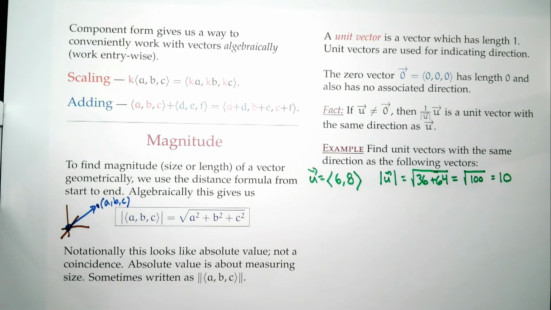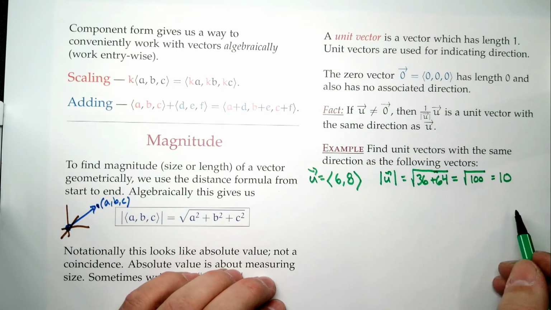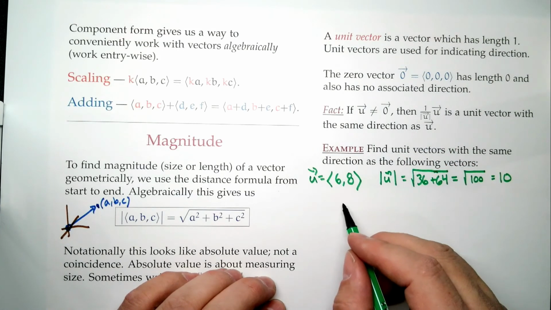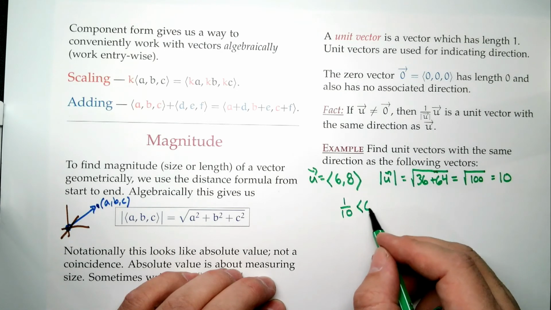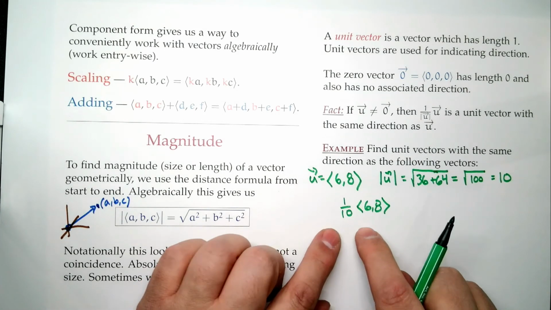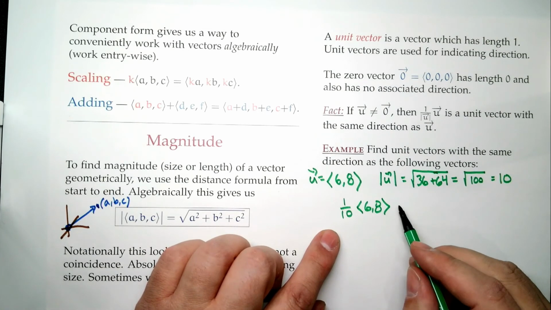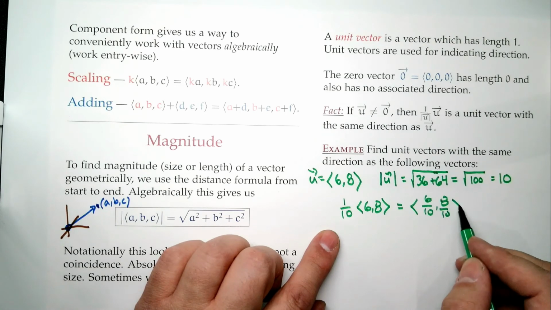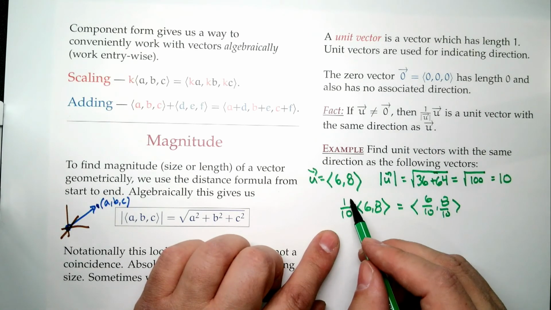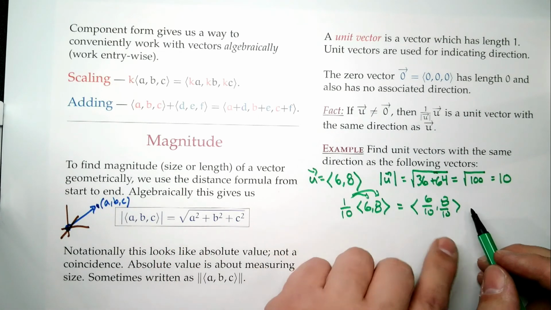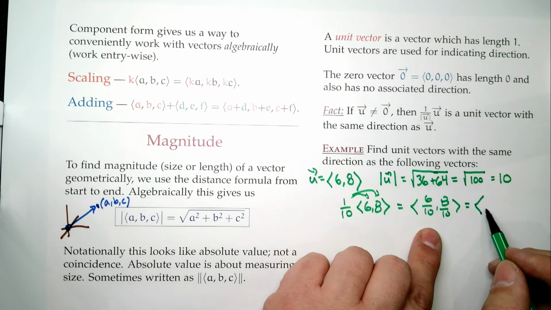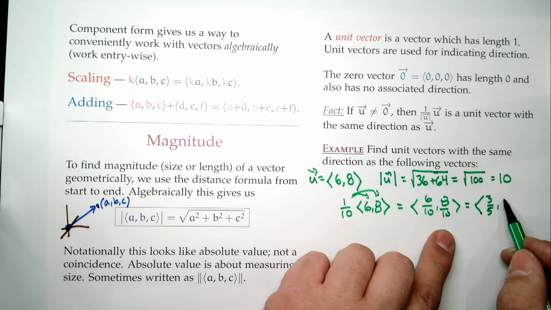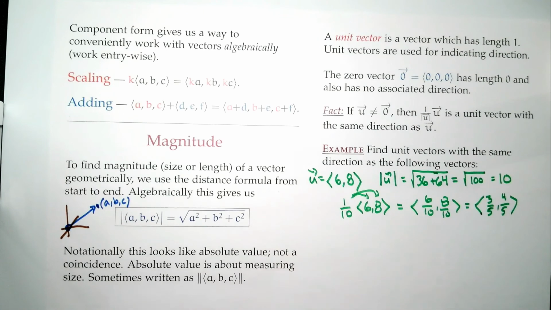Okay, so how much do I have to scale by to get to a unit? 1/10. 1 over the magnitude. So 1/10, 6, 8 is a unit vector. Can we leave it like this? Yes. But we could also say this is 6 over 10, 8 over 10. By multiplying the 1/10 through. And remember, you multiply it through to each entry. What's another way to say 6 over 10? 3 over 5. 8 over 10? 4 over 5. 4/5. Okay. All right, so that was the first one.